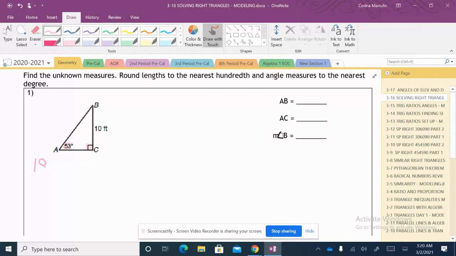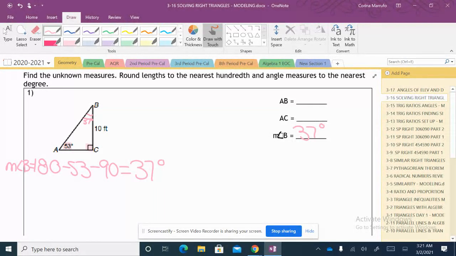We know that the three angles in a triangle should add up to 180. So in order to find the missing one, we're going to subtract 53 and subtract 90. That is going to give us the measure of angle B. When I do 180 minus 90 minus 53, let me punch that in real quick. That gives me 37. So the measure of angle B is 37 degrees. This one right here.